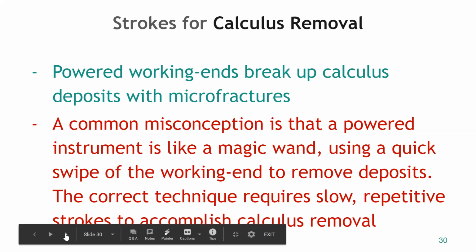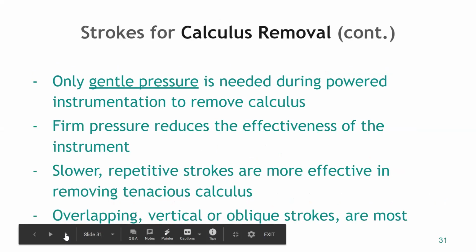You have to know where the calculus is to properly position your Cavitron to get it, or ultrasonic of any kind if it's a piezo. So really important that we're not treating these power instruments like they're a magic wand.